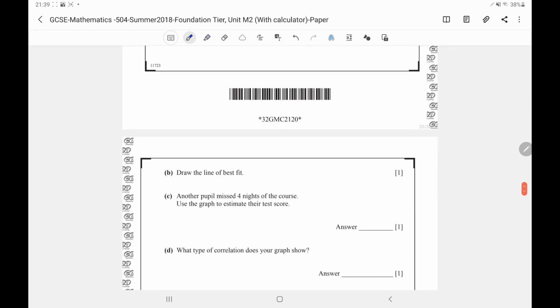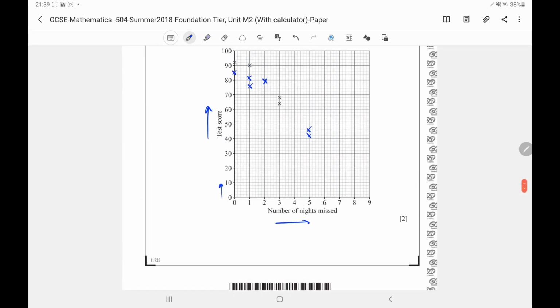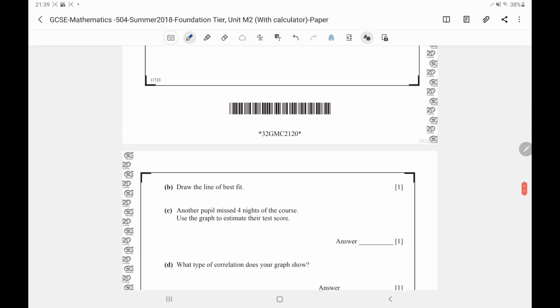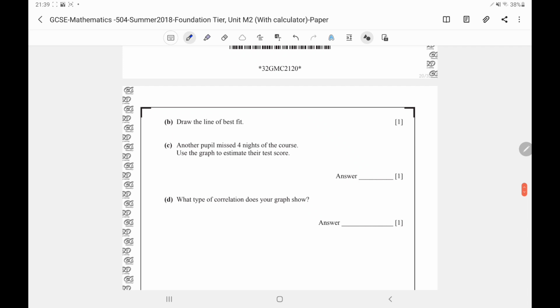So we're asked to draw a line of best fit. For a line of best fit, what you really want is the same number of x's above the line as below. So you use a ruler, as long as you have something like that. Maybe I'll just try and get the same below as above, so something similar. And then you're going to use your line of best fit to answer part C.